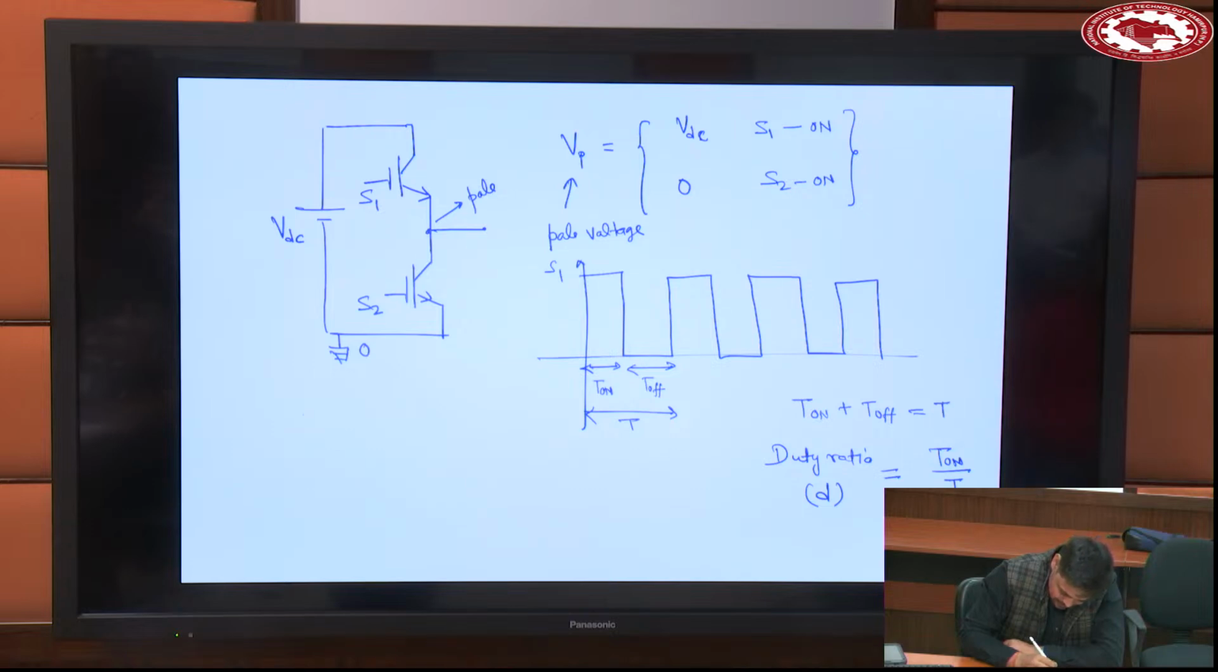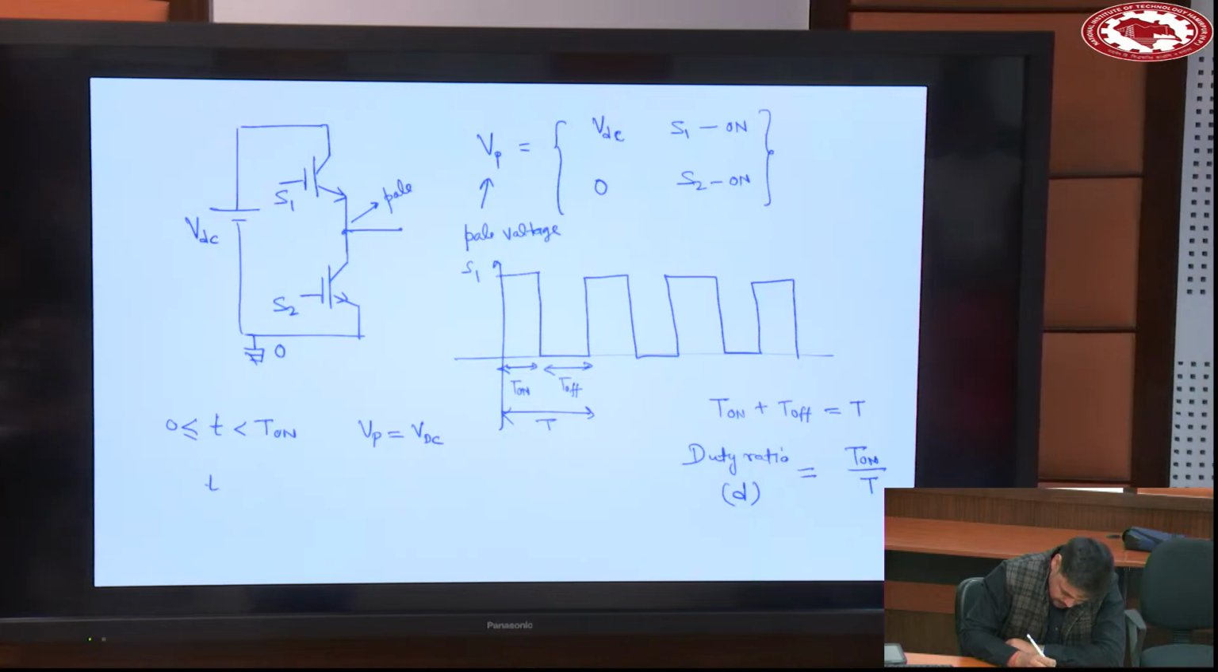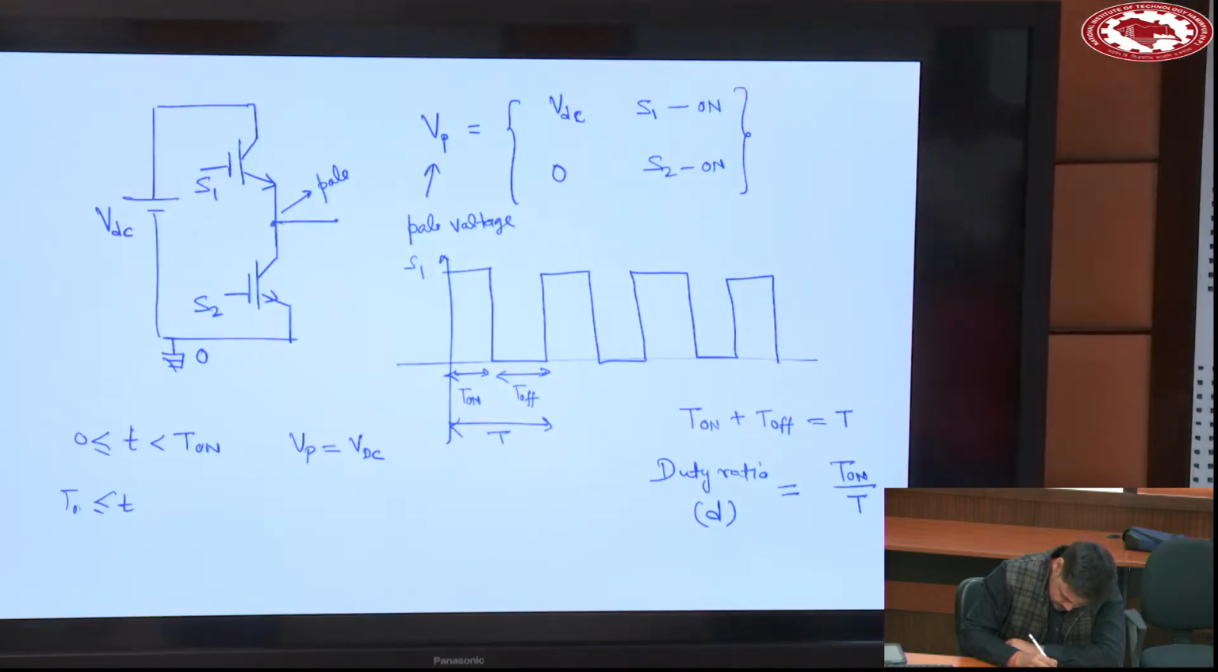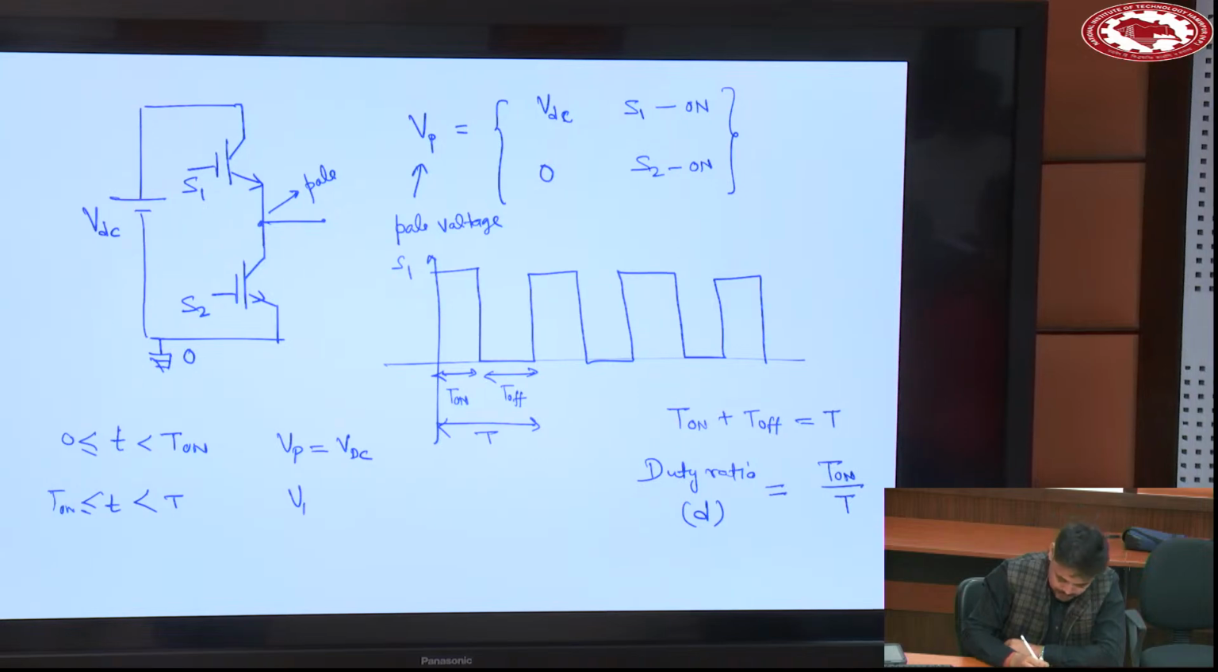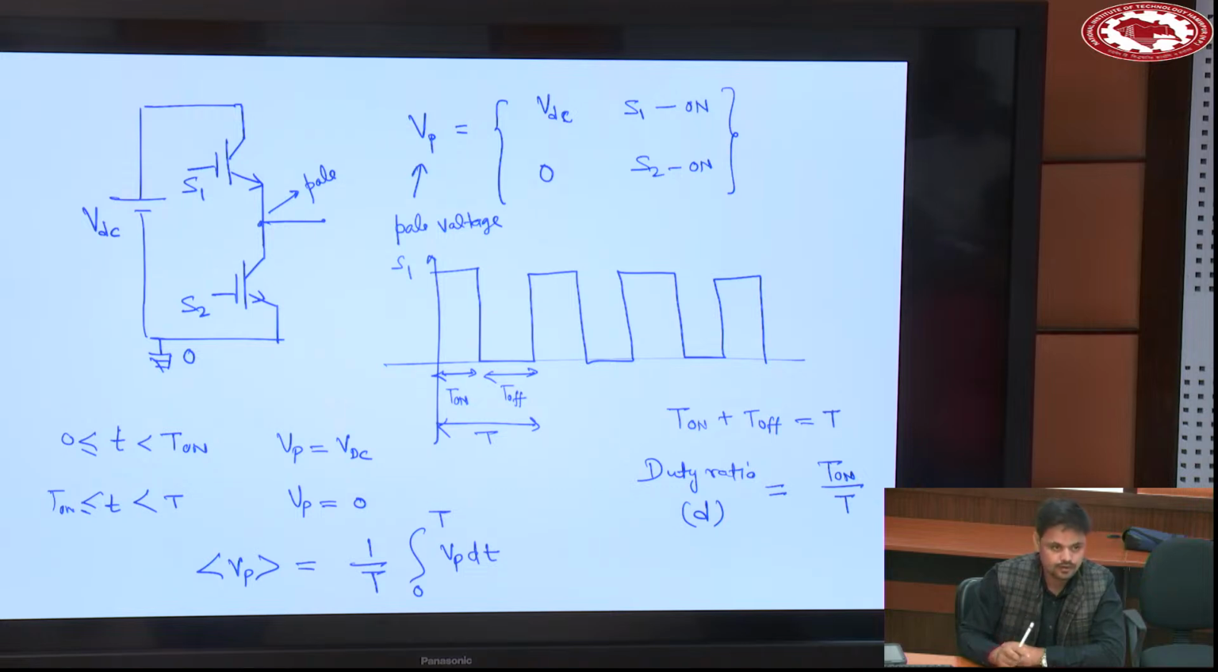So when t is from 0 to T on, Vp is equal to VDC. When t is from T on to T, Vp is equal to 0. What is the average value over a cycle? It will be 1 upon T, integral 0 to T, Vp dt. Okay. So from 0 to T on it's VDC, and T on to T it's 0.